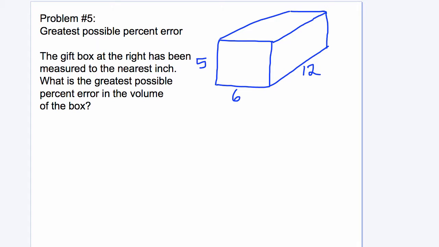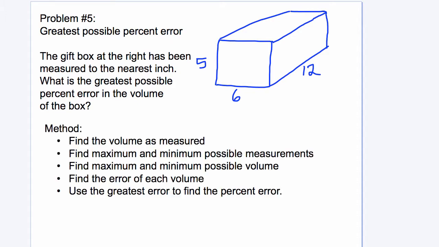In problem number 5, we're asked to find the greatest possible percent error in the volume of this box. So let's read the problem. The gift box at the right has been measured to the nearest inch. What is the greatest possible percent error in the volume of the box? So there are a lot of steps, so let's break them down.